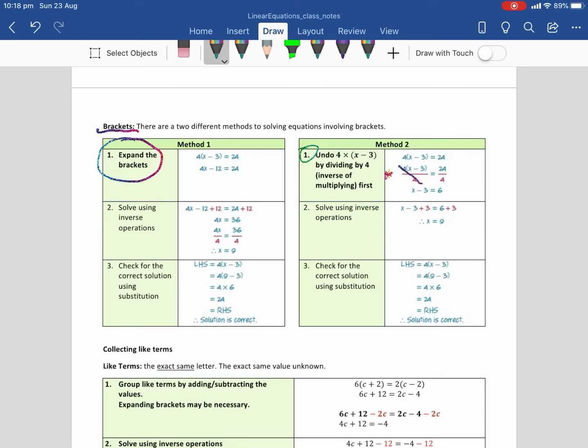Okay, and then obviously you're going to get rid of the 3 by adding 3 to both sides, because it says subtract 3, so you've got to add 3. So these are the 2 methods that you can do if there are brackets in your linear equation.